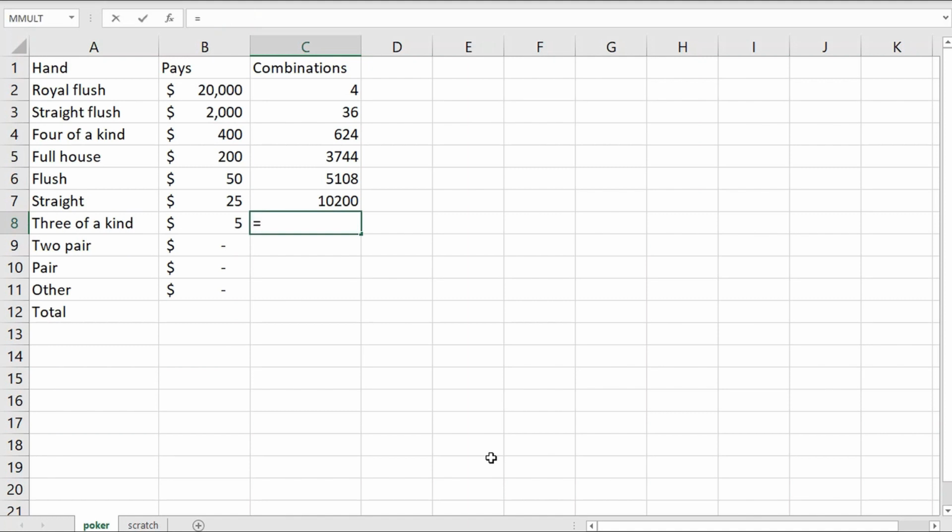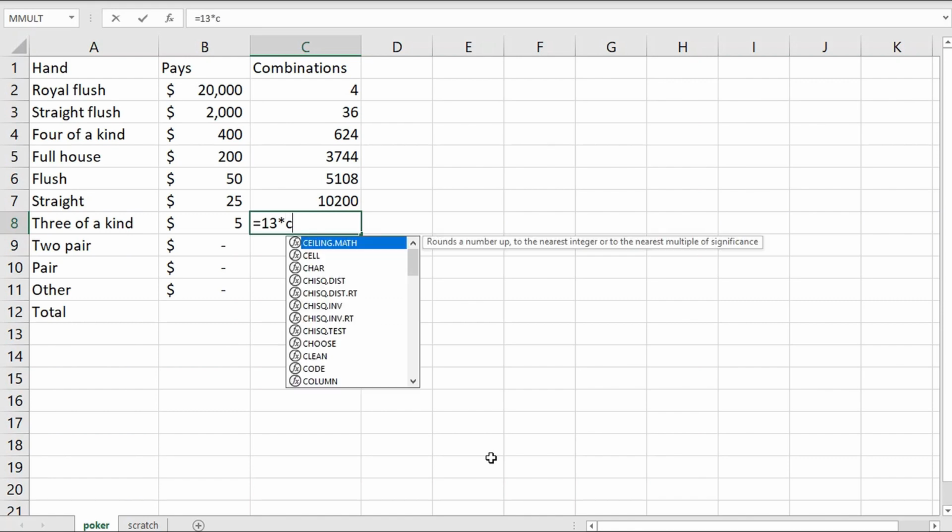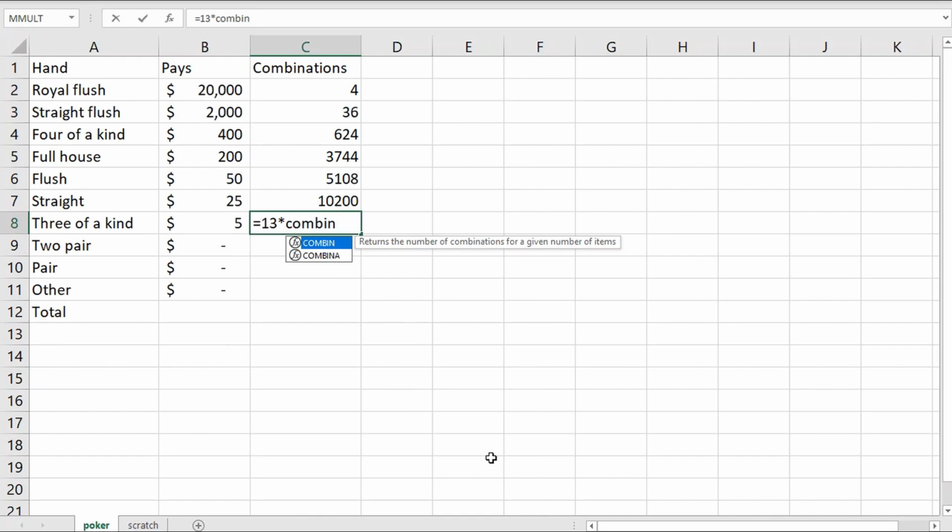So for a three of a kind, there are 13 possible ranks for the three of a kind. And next we've got to pick two ranks for the singletons. Because singletons are the same size, one each, we use the combin function. So we're going to pick two ranks out of the 12. So the way we do that is we say combin 12, 2.